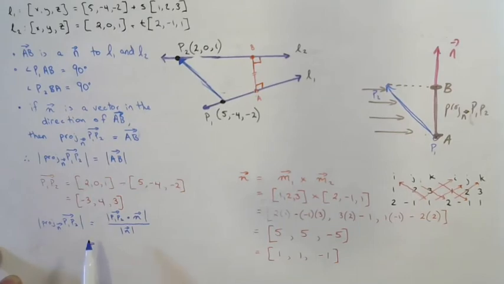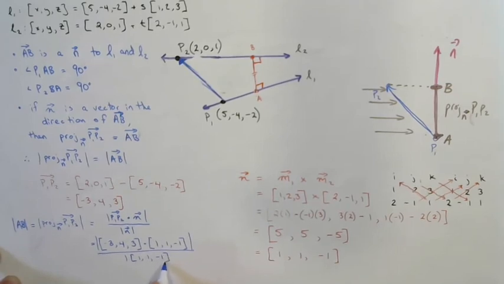Which also tells us then that AB is equal to that as well. So maybe over here I'll just put AB, the magnitude of AB, because that's our original goal, right? So here we go. Let's sub it in. We got the vector P1, P2 right here, negative 3, 4, 3 dot our normal vector, which is 1, 1, negative 1. We're going to take the magnitude of that. It's going to be over the magnitude of the normal vector, 1, 1, negative 1.